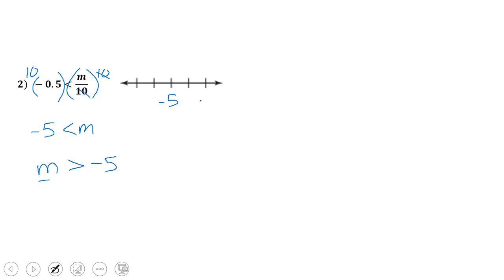One that is greater is negative 4. One that's less is negative 6. I have an open circle because my target number is not included in the solution. And since my variable's on the left, it's the first number listed in my inequality, I can again graph to the right showing all the solutions for this inequality.